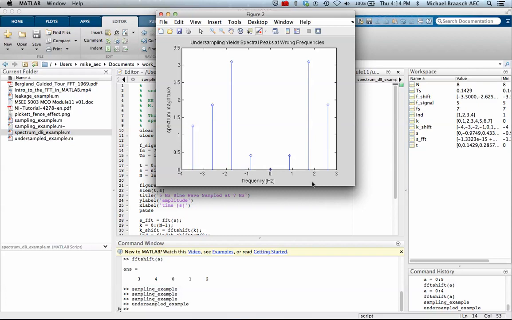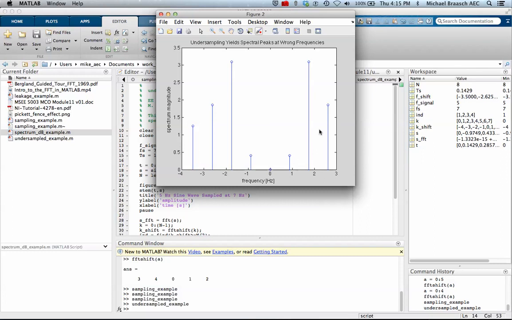And if we go ahead and look at the double-sided spectrum, remember we're sampling at 7 hertz, so the spectrum can only cover minus 3.5 up to plus 3.5 maximum, and how well it fills that in is a function of capital N. We only have about 7 or 8 samples here, so it's a very, very crude representation.